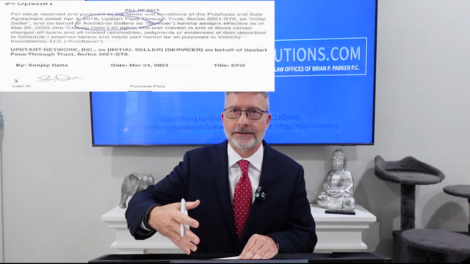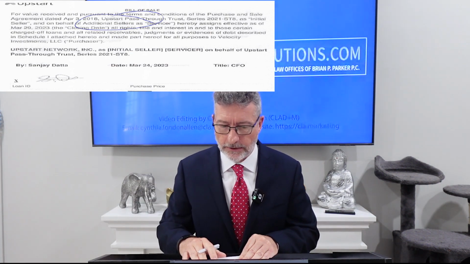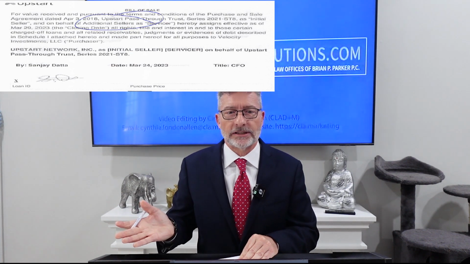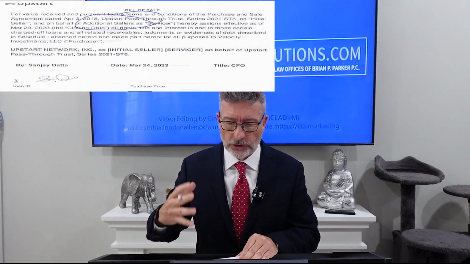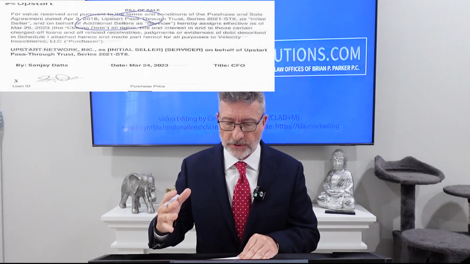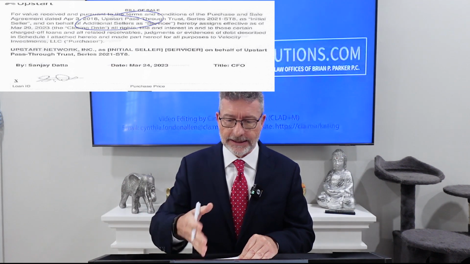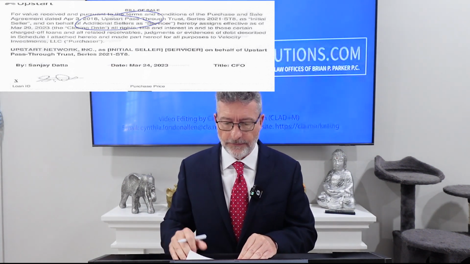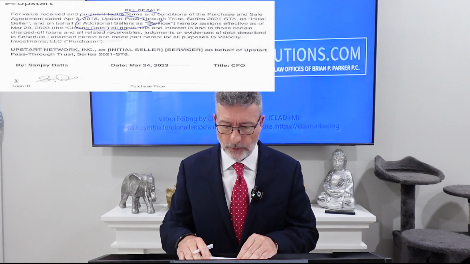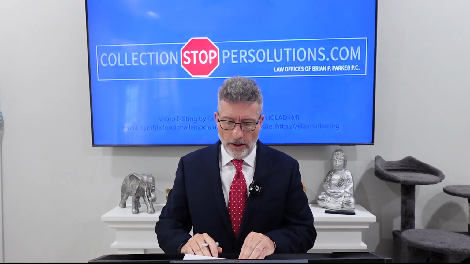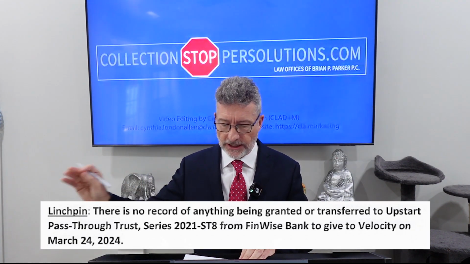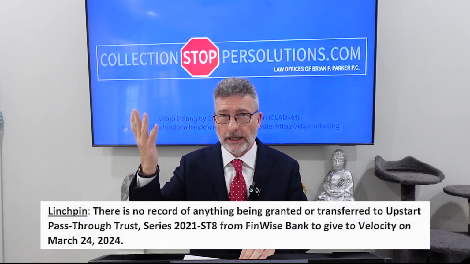FinWise would have to give that to Upstart Pass-Through Trust for it to be, even then it wouldn't be the initial seller. It may be the current seller, but there's no ownership presented to you by Upstart to pass this to Velocity as the bill of sale states. It's a FinWise Bank debt, and without anything moving to this trust, they can't sell anything to Velocity. So that's the linchpin of my argument. There's no record of anything being granted or transferred to Upstart Pass-Through Trust for that bill of sale to be relevant or even true.